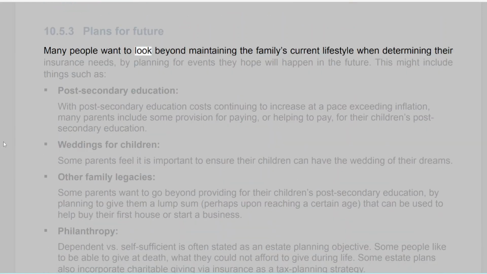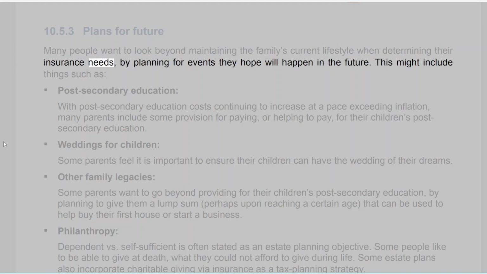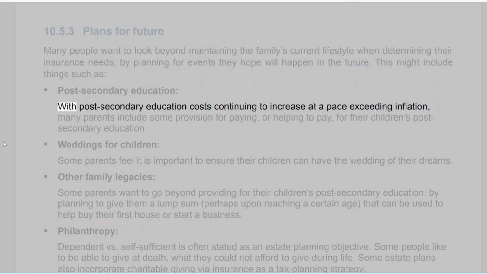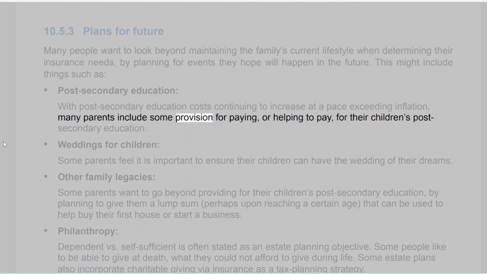Many people want to look beyond maintaining the family's current lifestyle when determining their insurance needs, by planning for events they hope will happen in the future. This might include things such as post-secondary education, with post-secondary education costs continuing to increase at a pace exceeding inflation. Many parents include some provision for paying, or helping to pay, for their children's post-secondary education.